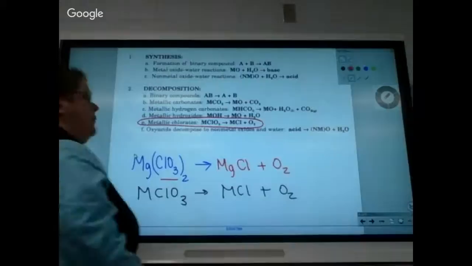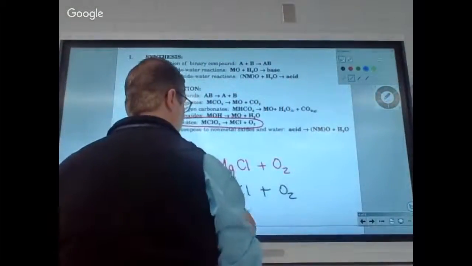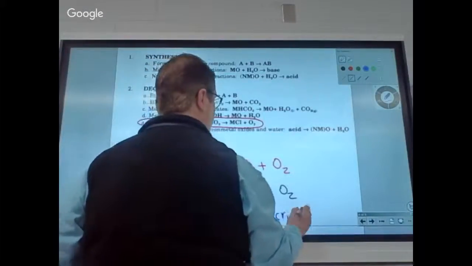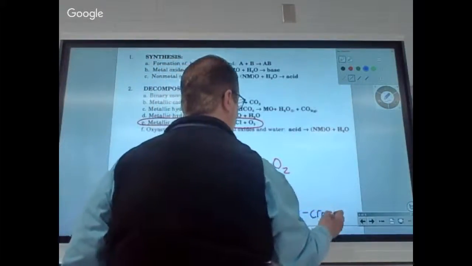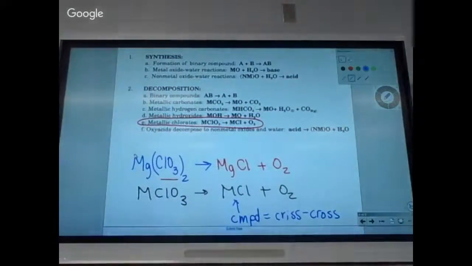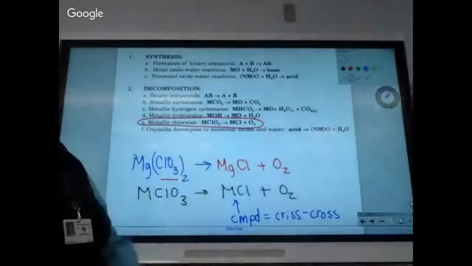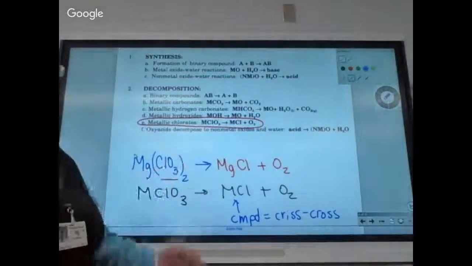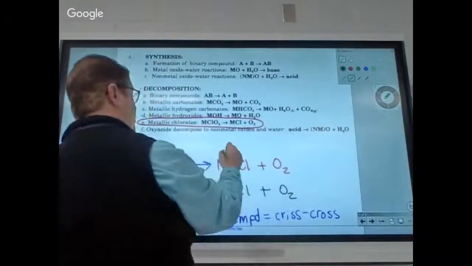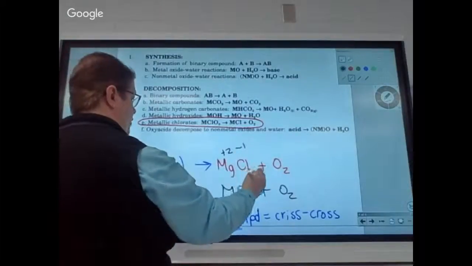All right, now, this is a what again? That's a compound, so we have to crisscross. So, did you check your oxidation numbers? No, not yet. It's the same question. You've got to check your oxidation numbers. What's magnesium's oxidation number? Positive 2. What's chlorine? 1. So we have to bring our 2 down.